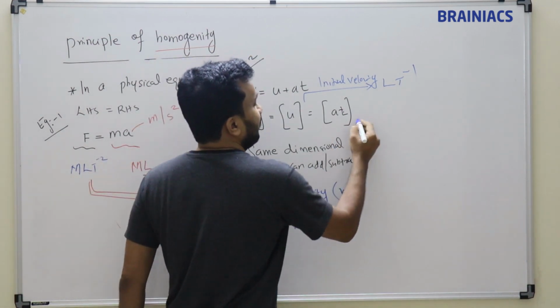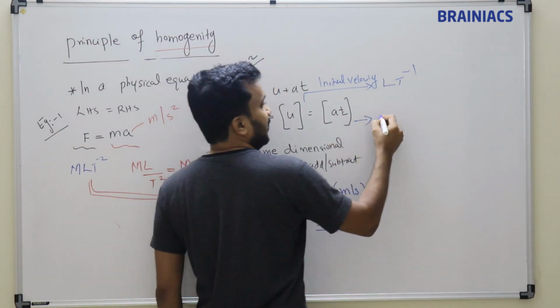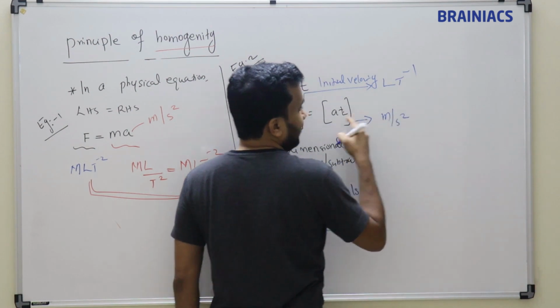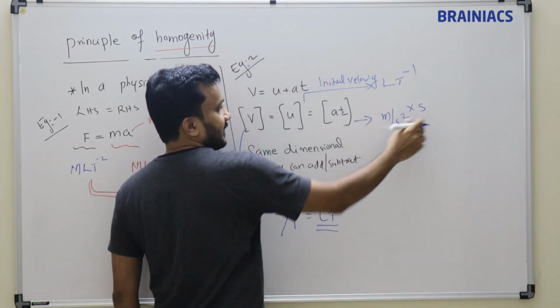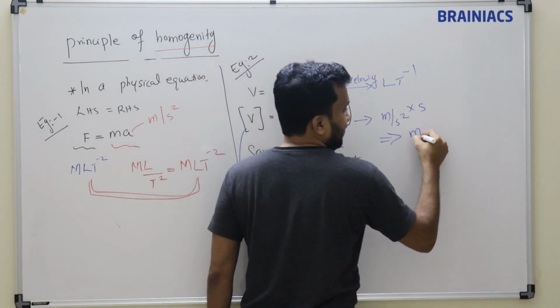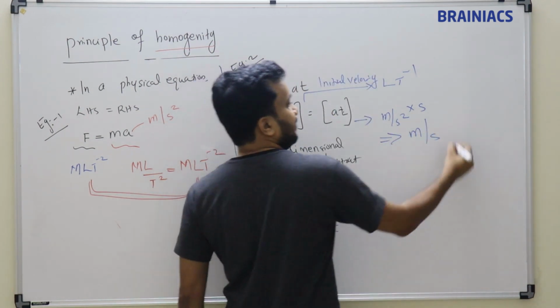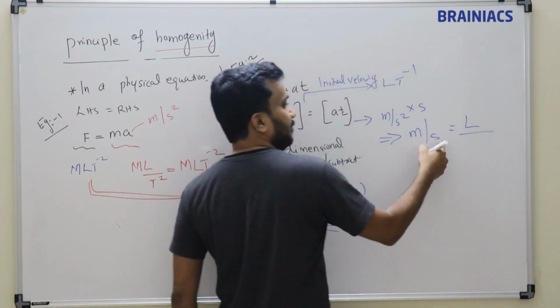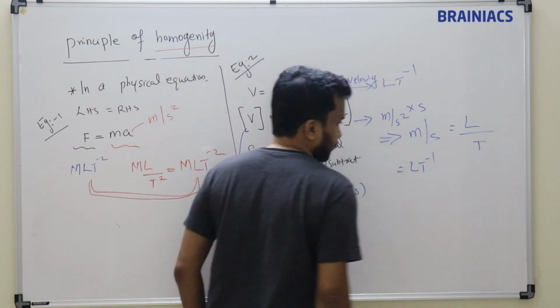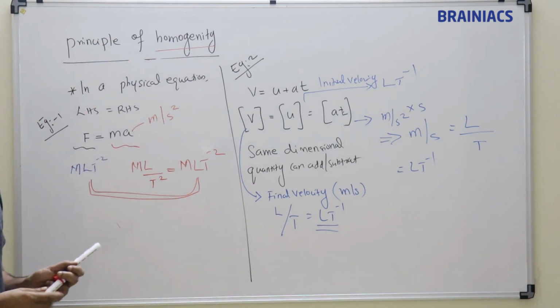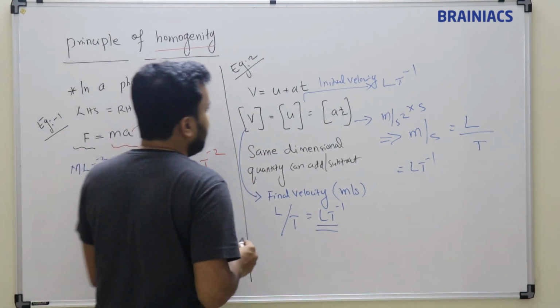What is the dimension formula of AT? Acceleration means, what is the unit? Meter per second square. T means time, again multiplied with the second, so second and second cancel. So what is the unit of this one? Meter per second. In a dimension formula, that is L divided by second, second means time, which means LT power minus 1.